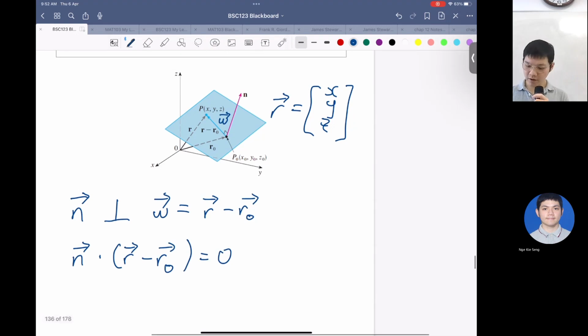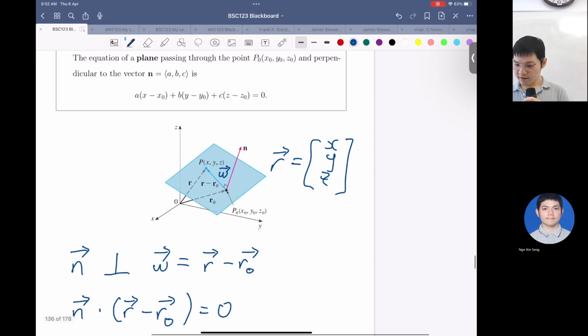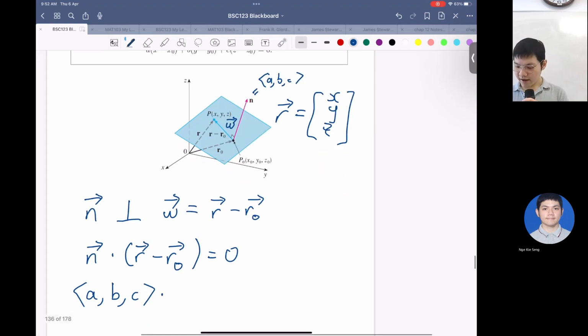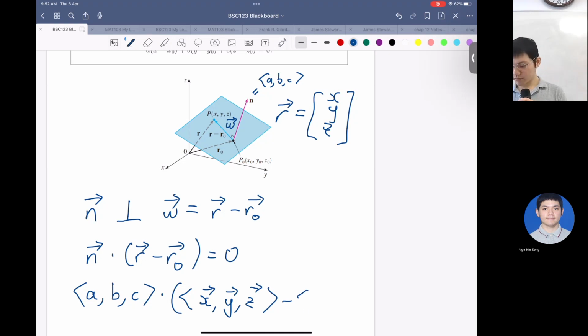So what is n? n is a, b, c in this case. We are given n is a, b, c, so n equals a, b, c. What is r naught? What is r hat? r hat is any point that satisfies this equation. And then r naught is the point that we want to pass through.